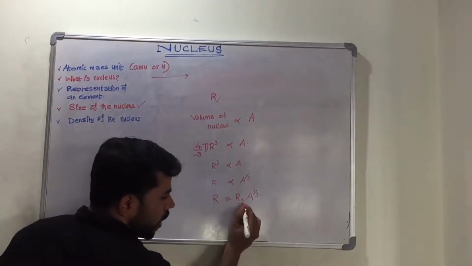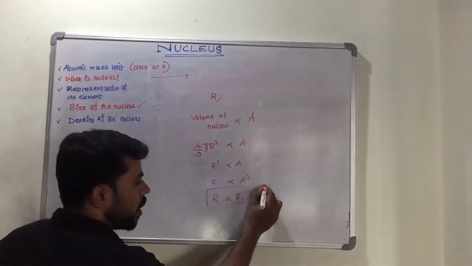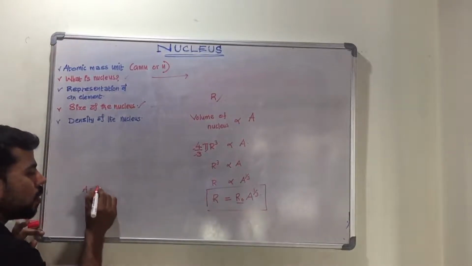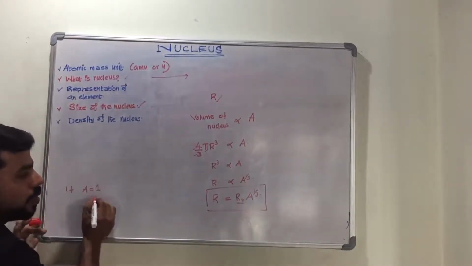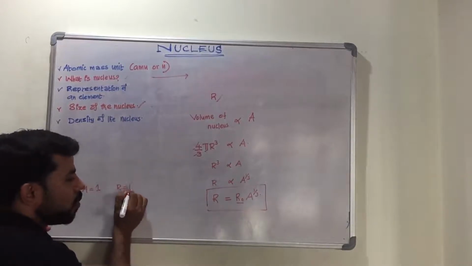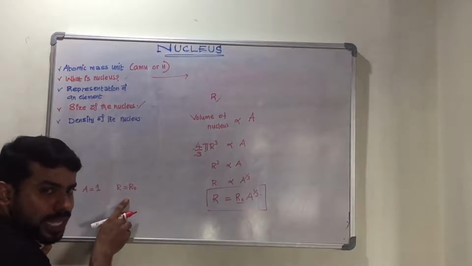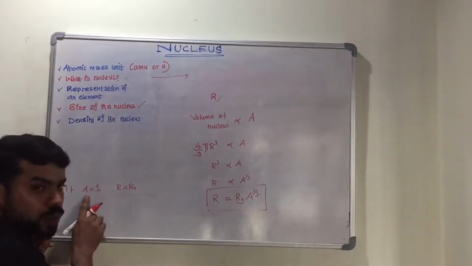See here, R0 is the constant. Then what is the value of that R0? For that, consider what happens if A is equal to 1. If A is equal to 1, R is equal to R0, which means R0 is the radius of a nucleus whose nucleon number is 1, that means whose mass number is equal to 1.